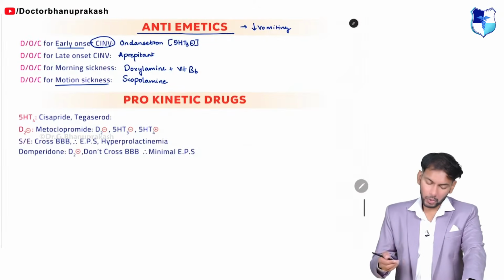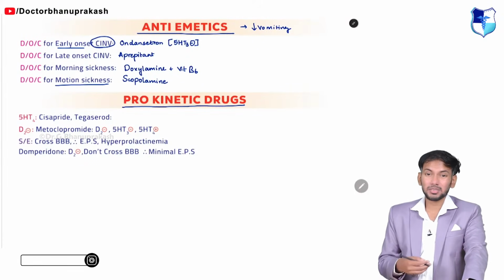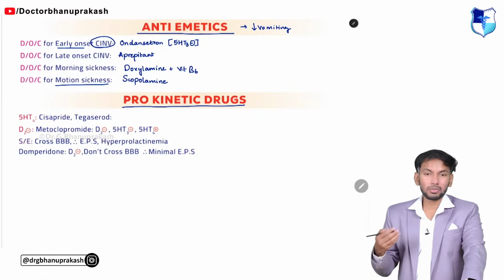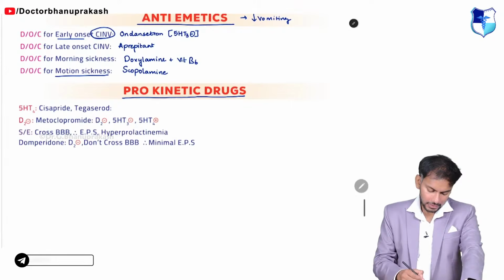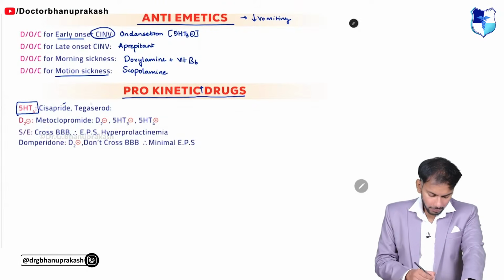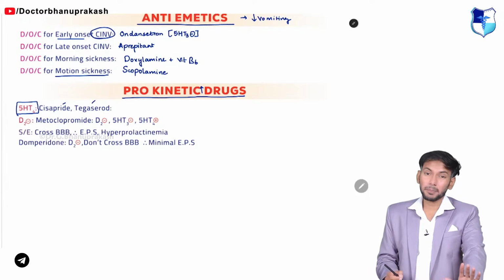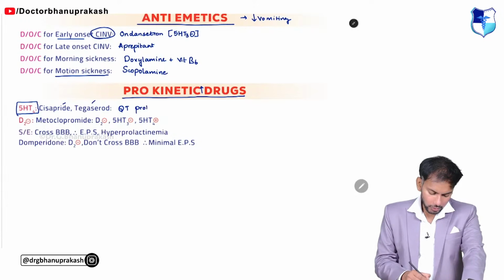Now, coming to the prokinetic drugs. What are prokinetic drugs? These will increase the movement of the gastrointestinal tract. In this we have 5-HT4 receptor agonists like cisapride and tegaserod. These are banned because they cause QT prolongation.